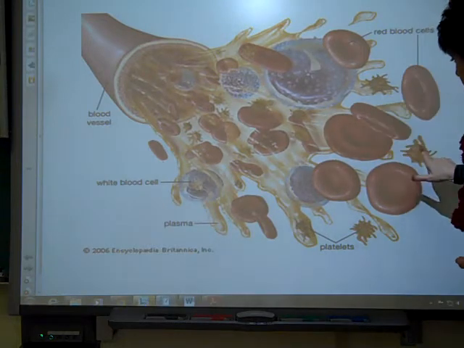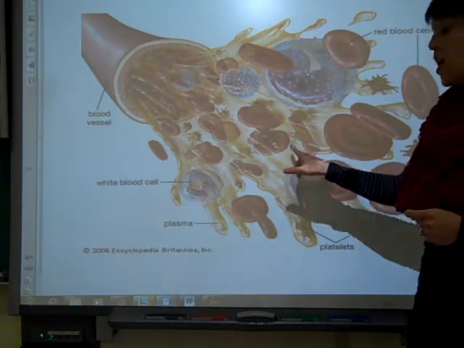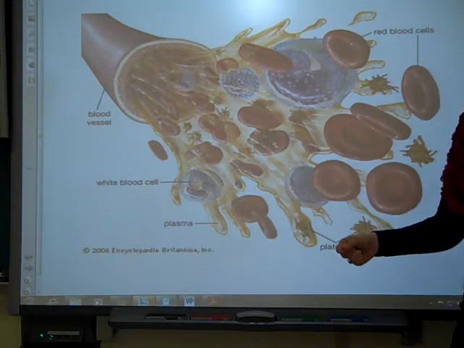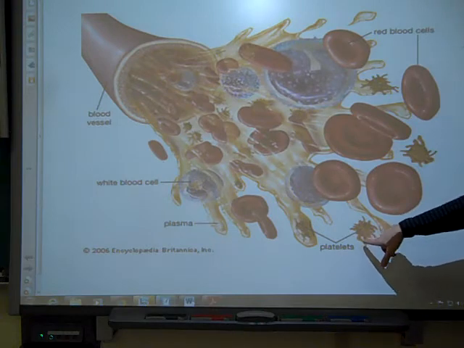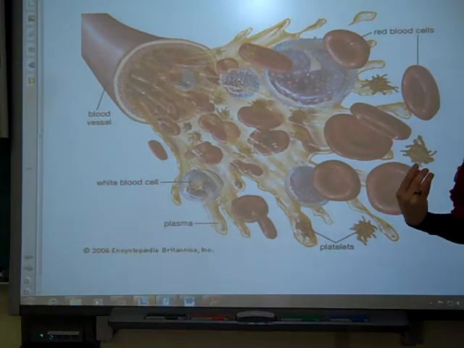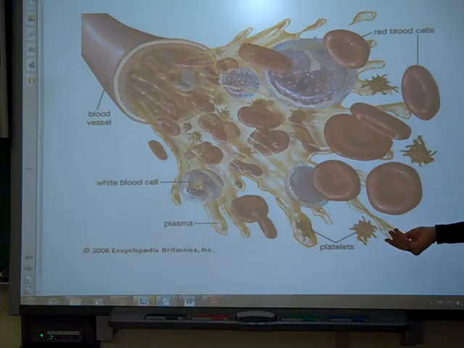These small yellow or brownish molecules that you see are platelets. They are fragments of cells or simply proteins. They allow your blood to clot. When they're exposed to oxygen, they release fibrin, which helps with clotting.